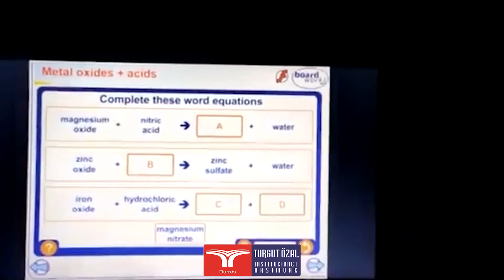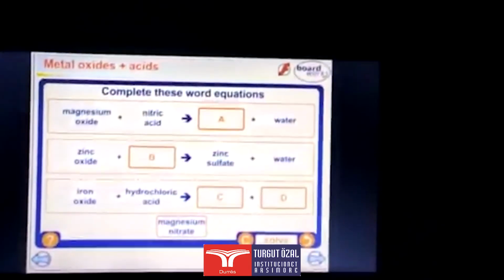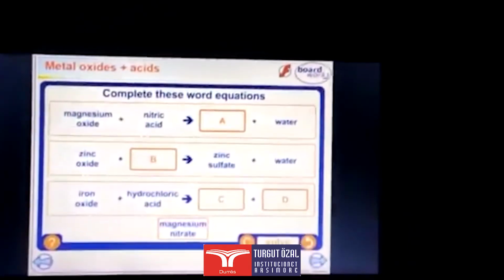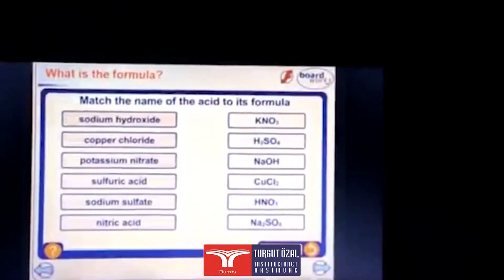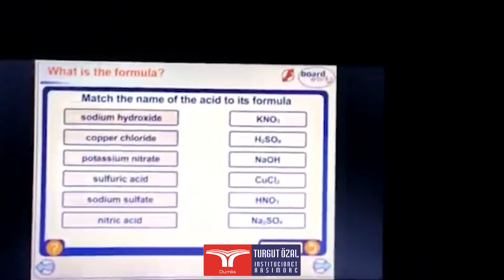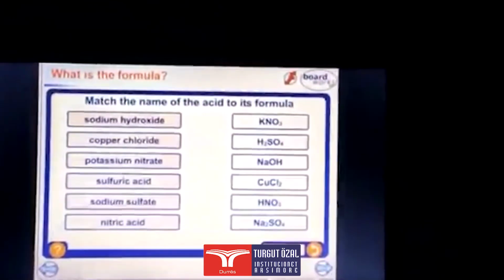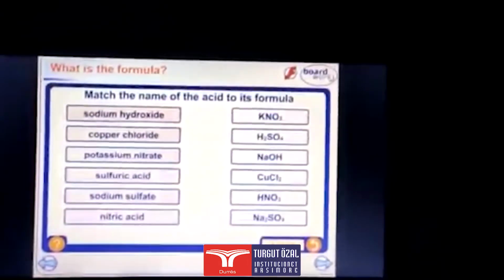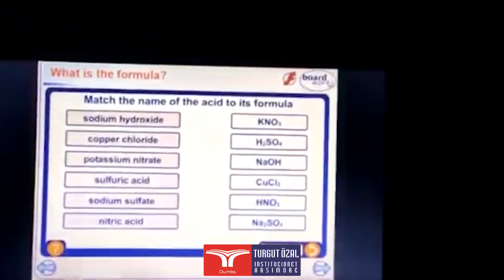Now, once again, complete these word equations. Magnesium oxide plus nitric acid; zinc oxide that will give zinc sulfate; iron oxide plus hydrochloric acid; and magnesium nitrate. Another one is match the name of the acid to each formula. Sodium hydroxide, copper chloride, potassium nitrate, sulfuric acid, sodium sulfate, and nitric acid with each of these formulas.